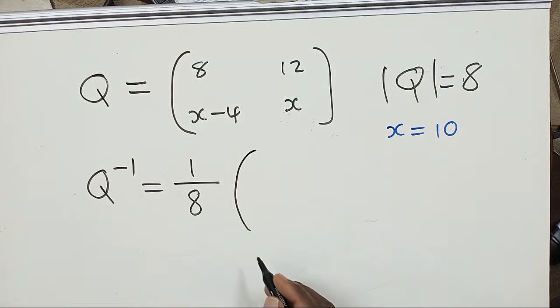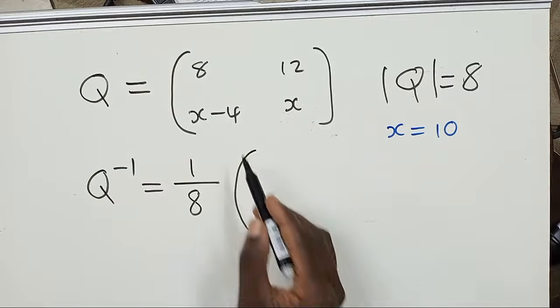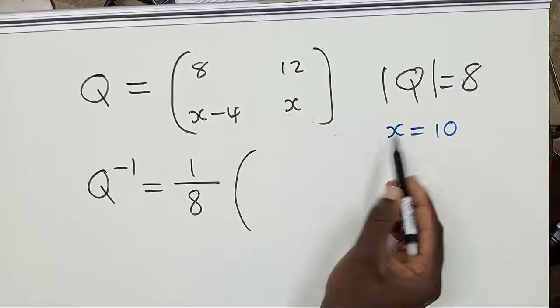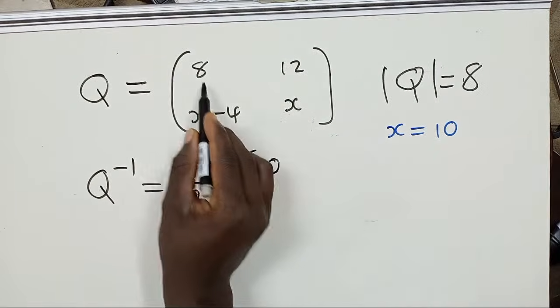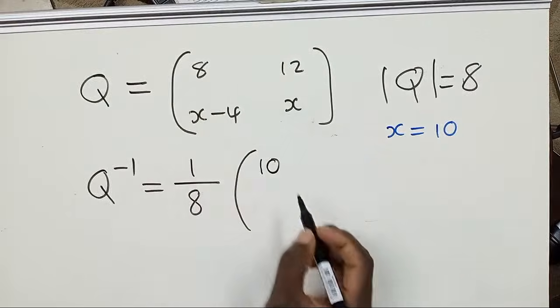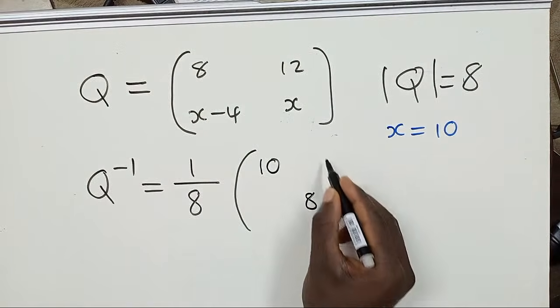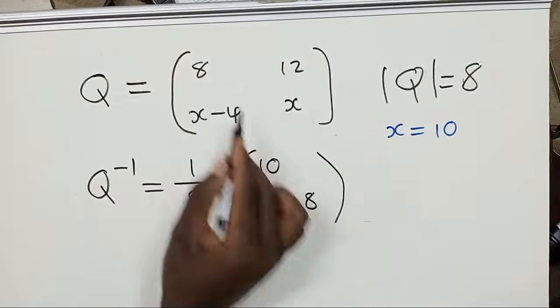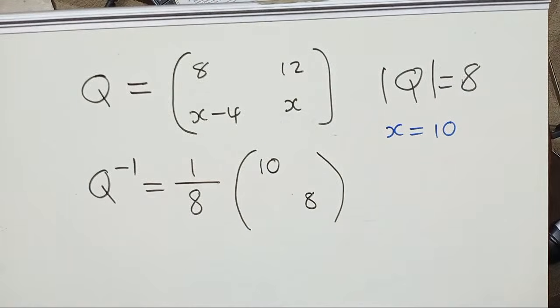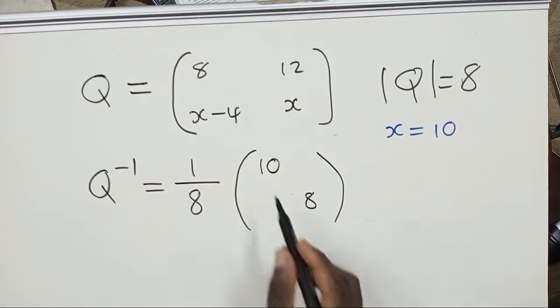Inside the brackets, we know that this x is 10. So bring it up where 8 is. You switch the major diagonal, and here you put 8. You see these two switch. That's how you do it. That's how you find the inverse of a 2 by 2 matrix.